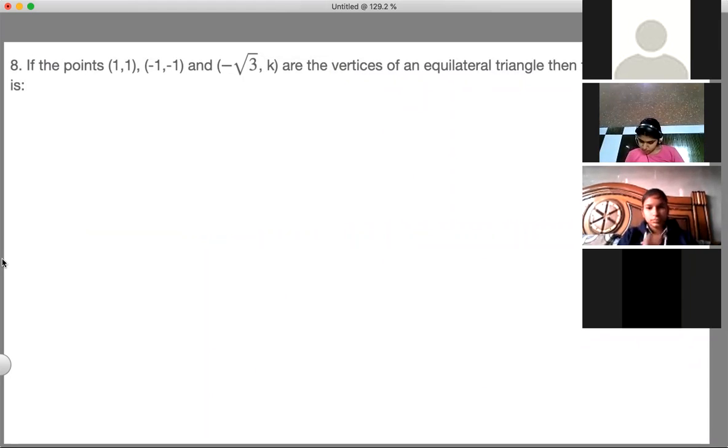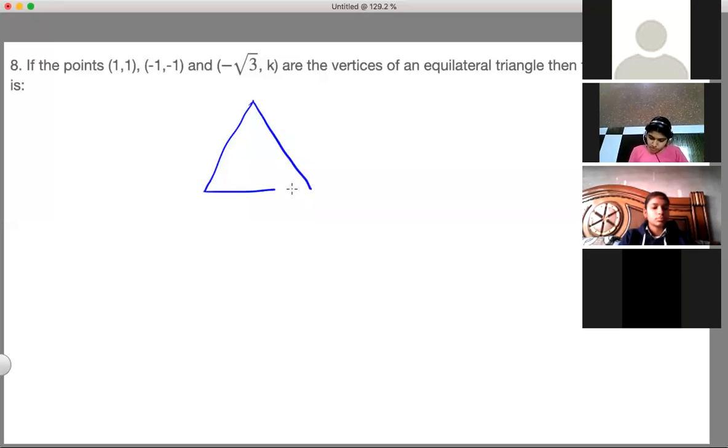If the 3 given points are the vertices of an equilateral triangle, then find the value of k. Sir, we will put AB is equal to BC is equal to AC and find the value.